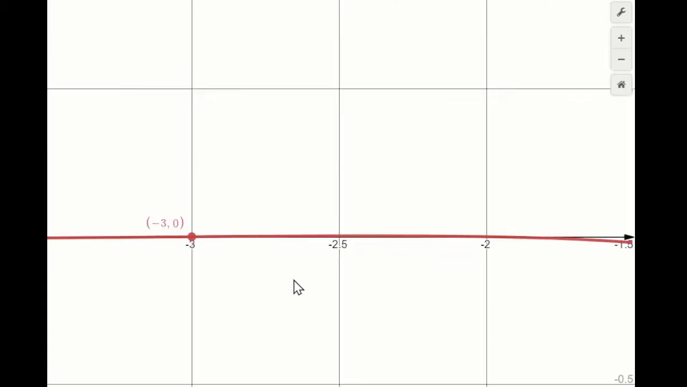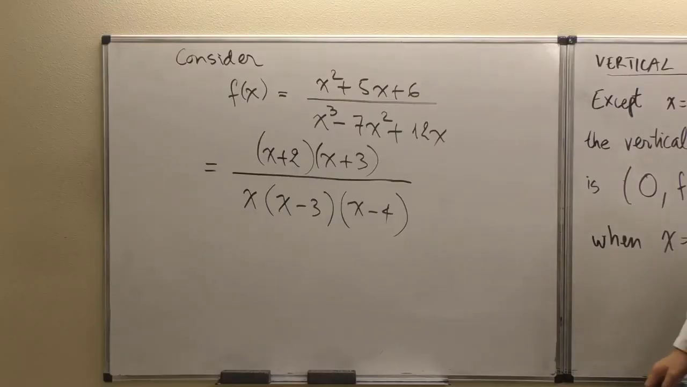Let me now show the label. All right, so now with that, this point is on the graph. When x equals -3, we found out the y value, the vertical coordinate, is 0. Okay, so now that means we have found one. So let's get back to the board.